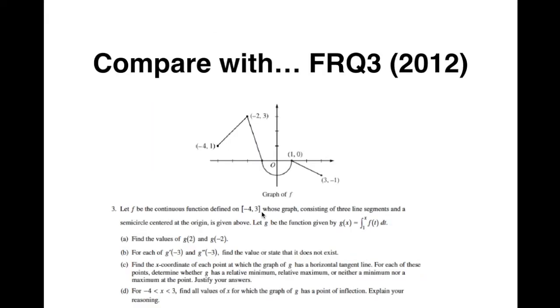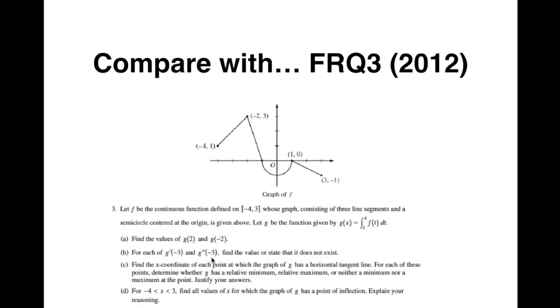So if we have a look at this FRQ from 2012, we can see that question A, well, first of all, we can see it is exactly the same kind of thing. We have a geometric graph here with 3 line segments. We also have a semicircle, but that's also something we can calculate with geometry, just like triangles, rectangles, trapezoids, etc. And question A is find g of 2. Question B is find g prime of -3, find g double prime of -3, so very similar.